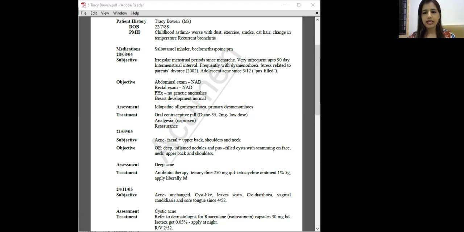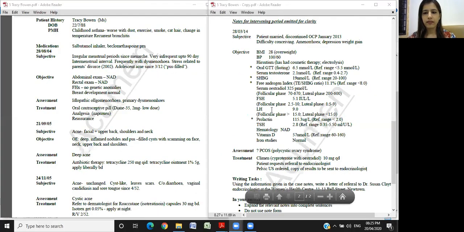So here it says that the letter is being written to an endocrinologist. Okay. The letter is being written to an endocrinologist. Write a referral letter to Dr. Suzanne, who is an endocrinologist.